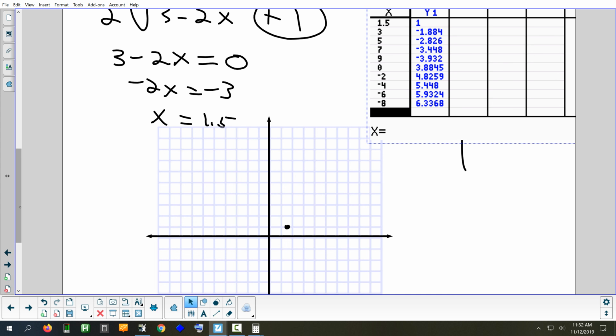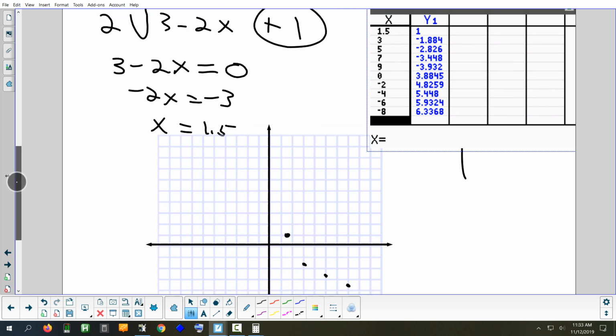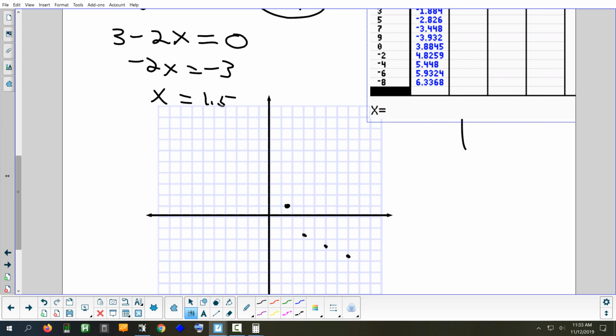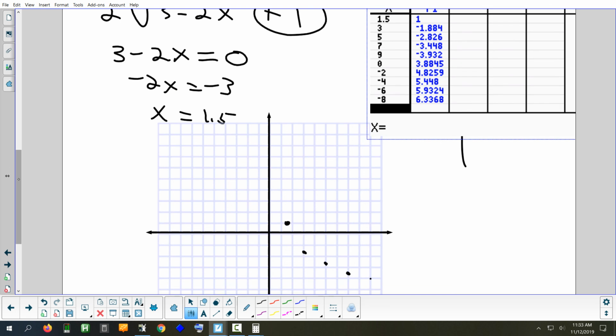Okay, let's see what it looks like. 3, -1.8. 5, -2.8. Let's see, 7, -3.5. Think about right there. You can kind of see it starting to curve. And 9, -4. Okay, so that's good for one side. Now let's do the other side. 0, 3.8.